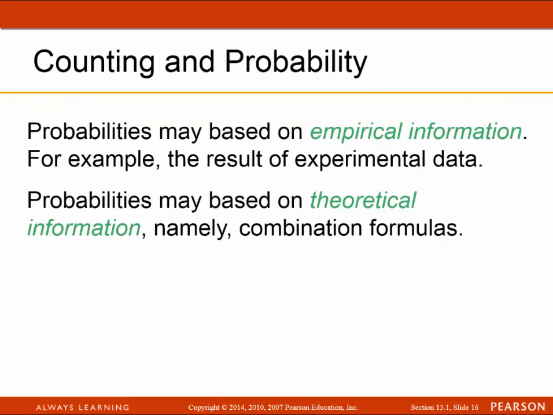Now, counting and probability. There are two types of probability. There's empirical probability, or empirical information, so we base it on something, on a trial, if you will. And the other one is theoretical, and essentially we can get this from formulas.